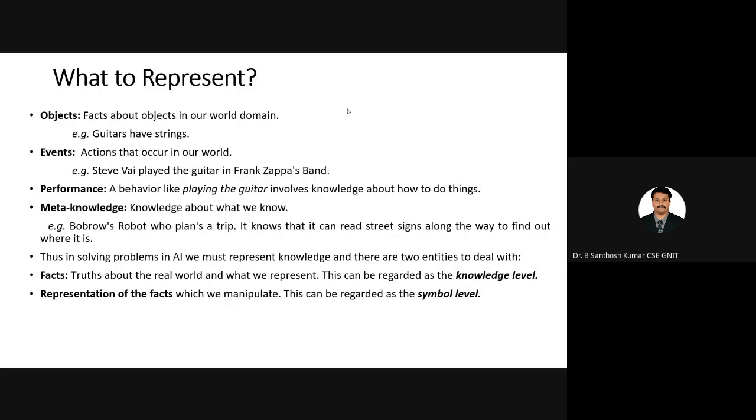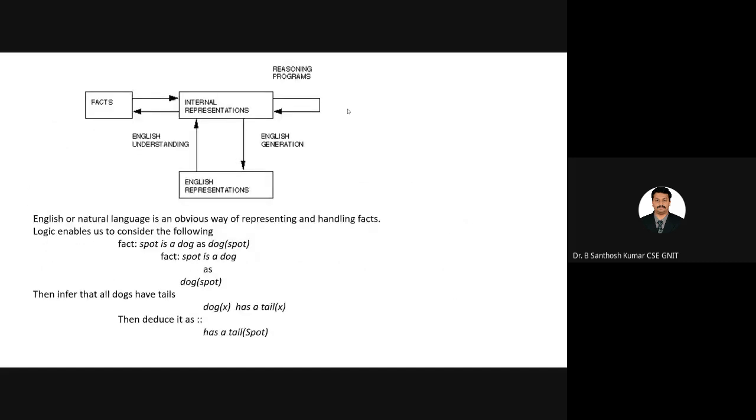The fact is a truth about the real world, and we represent it. This can be regarded as the knowledge level. The second one is the representation of facts, which we manipulate. This can be regarded as the symbol level. Here the diagrammatic representation is given: this is the internal representation, and this one is the English representation. Here we are giving the raw facts.